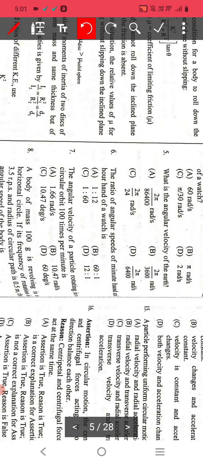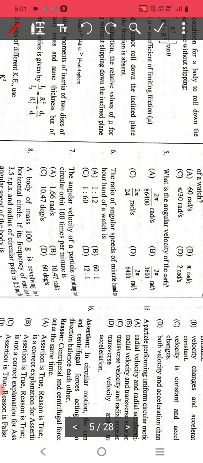Next question, ratio of angular speed of minute hand and hour hand of the watch. We know that omega is inversely proportional to T, so we can calculate the ratio directly: 12 into 60 by 60 divided by 60 multiplied by 60, so 12 is to 1. Option D is the correct answer. Clear the screen. So for the sixth question, option D is the correct answer.